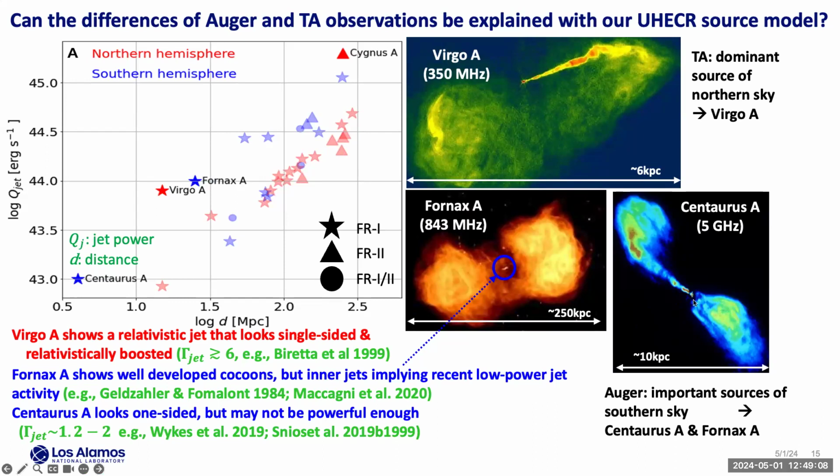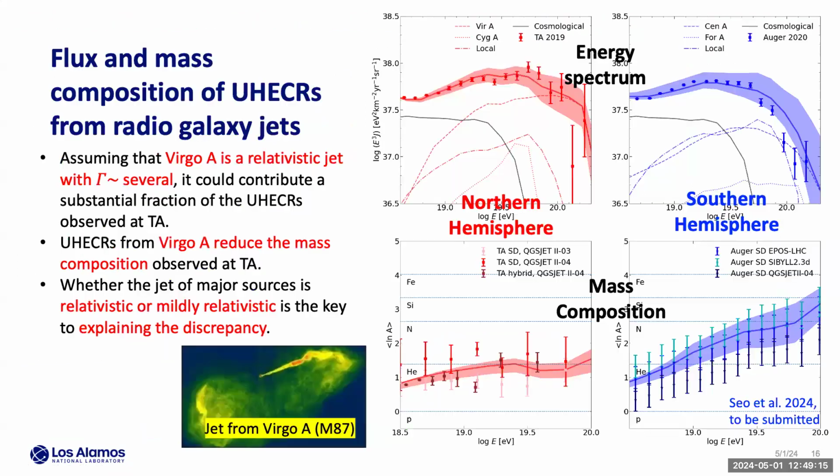So we generate the energy spectrum from these radio galaxies, and the final result is something like this. The left panel shows the energy spectrum, which is a flux, and the mass composition of the northern hemisphere generated through our model. The right panel shows the flux and the mass composition of the southern hemisphere.